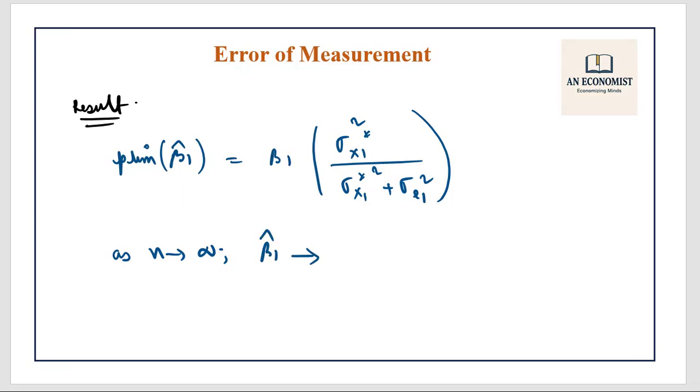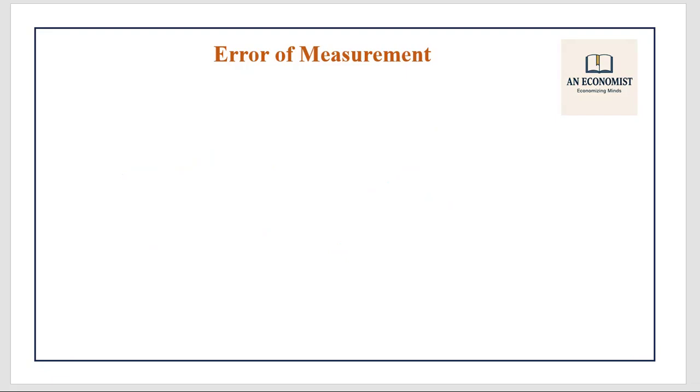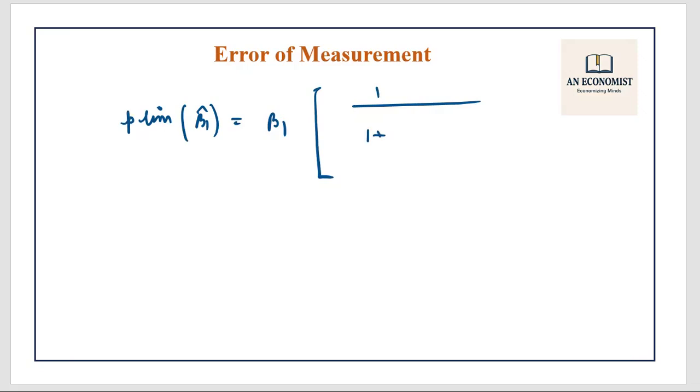It goes towards what? As n tends to infinity, this entire term is a constant term, so it does not go towards beta 1. Can you see this? It tends towards the entire thing as n tends to infinity. That is why consistency is not there. Consistency is not there, but we can write this much from this result. The probability limit of beta 1 cap, you can write this way: beta 1, and then you have 1 upon 1 plus, you can take this here, sigma x1 star square.